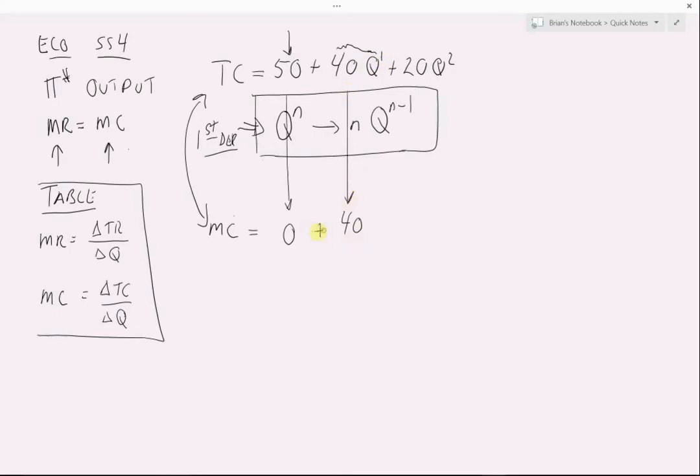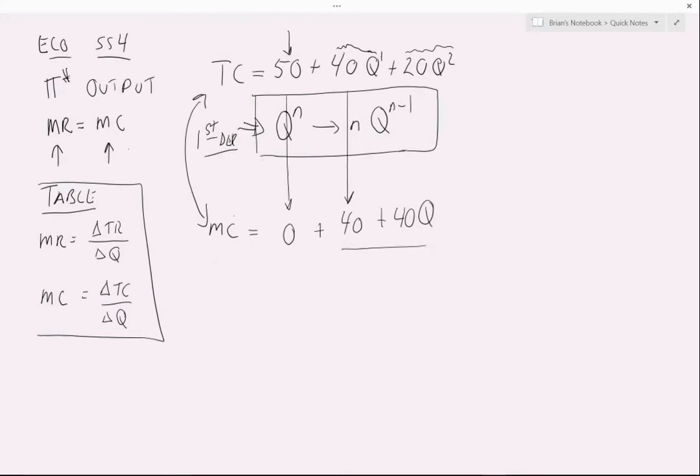And this is plus. Now the next one, plus, and let's do it for this term here, 20q squared. So we will have 2 times 20, which is 40. And then this will be q to the exponent 2 minus 1, or just to the exponent 1. So the marginal cost is equal to 40 plus 40q.